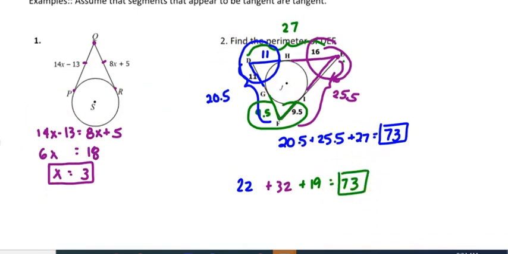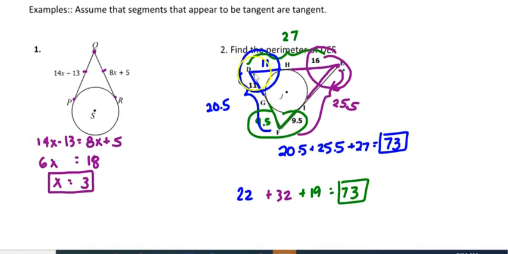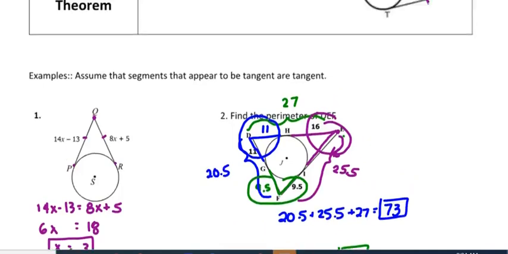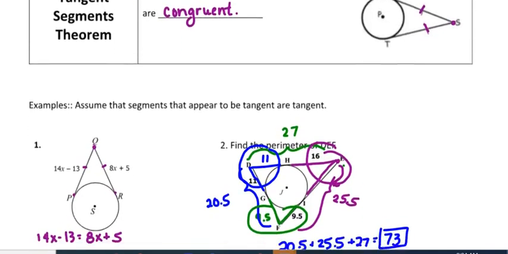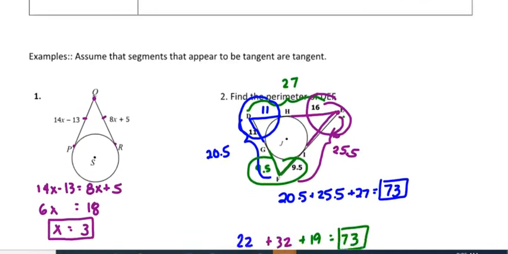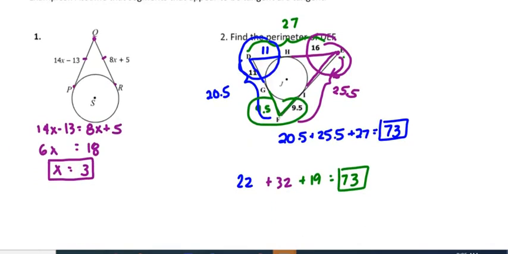Its perimeter is 73, and you just use the tangent segment theorems to find out all your measurements. And that's it for today.